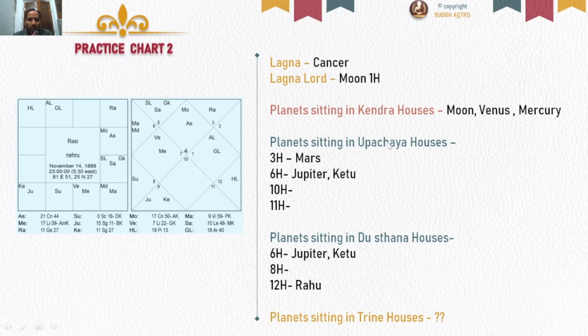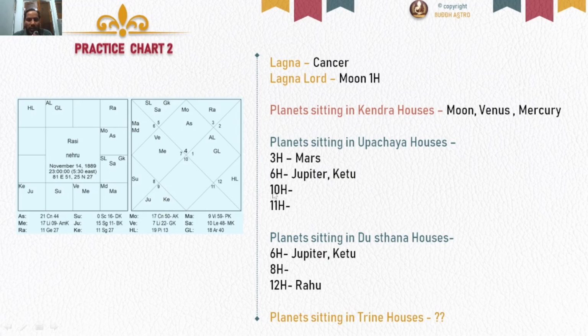Planets which are sitting in the Upchaya houses. See, Upchaya house will be the third house. Here Mars is sitting. Sign is 6. 6 means Virgo. It means the third house has the Virgo sign and Mars is sitting there. Right? So third house has the Mars. Now go to the sixth house. Jupiter and Ketu. This is the sixth house. Jupiter and Ketu. Right? So Upchaya house.